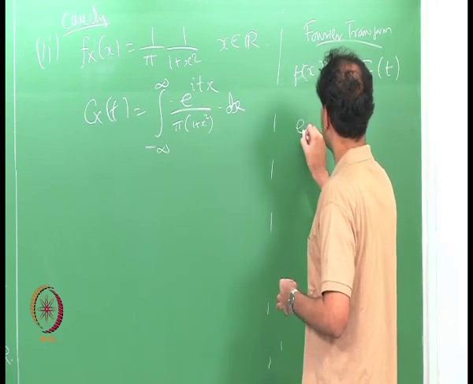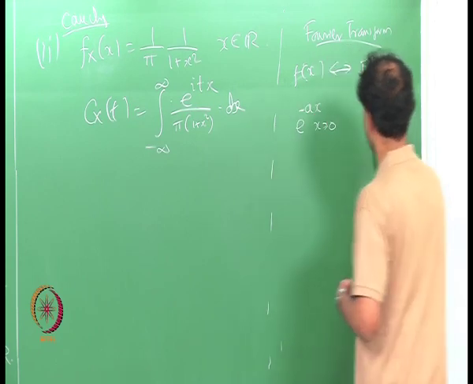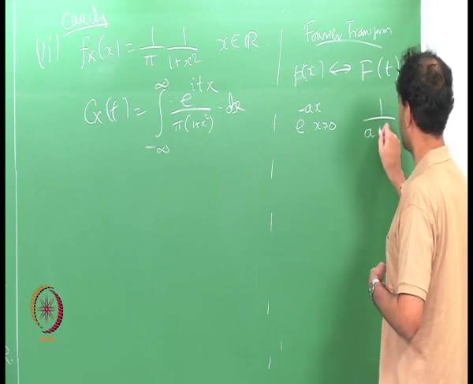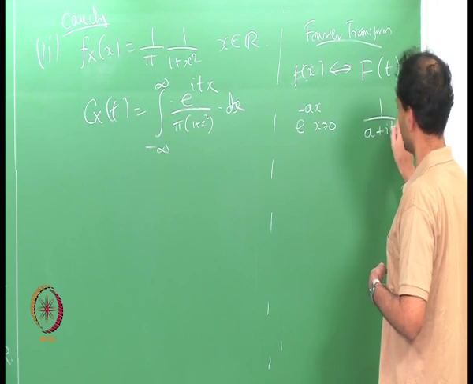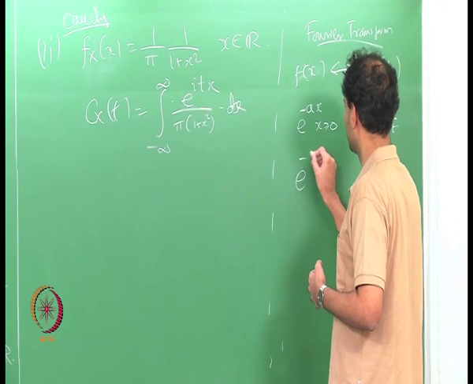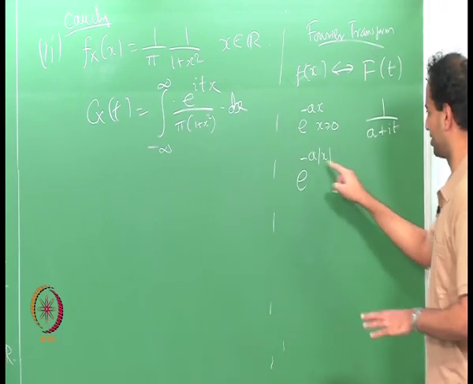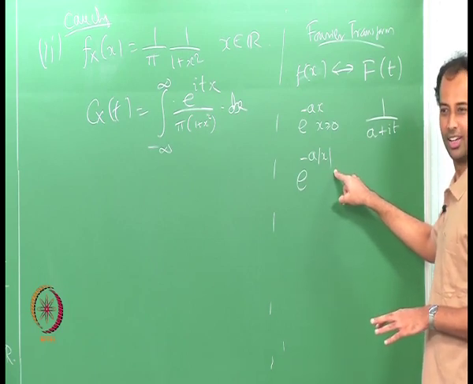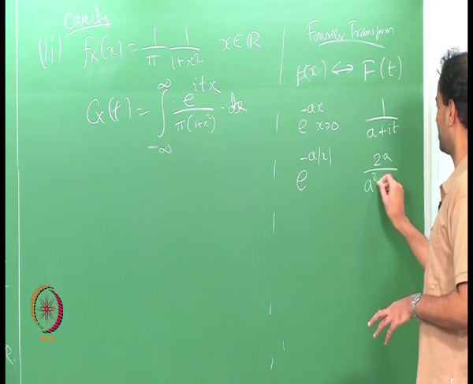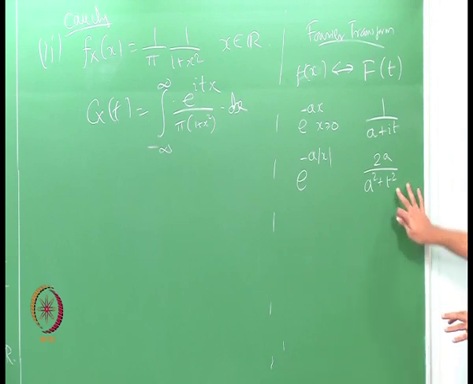So if you have e power minus a x for x greater than or equal to 0, the Fourier transform is 1 over a plus i t, right. And you have e power minus a absolute x. You have to help me with this. So this transforms to what? Something 2a, right, 2a over a square plus t square. You know these by heart, right. So good. Now what do you do?